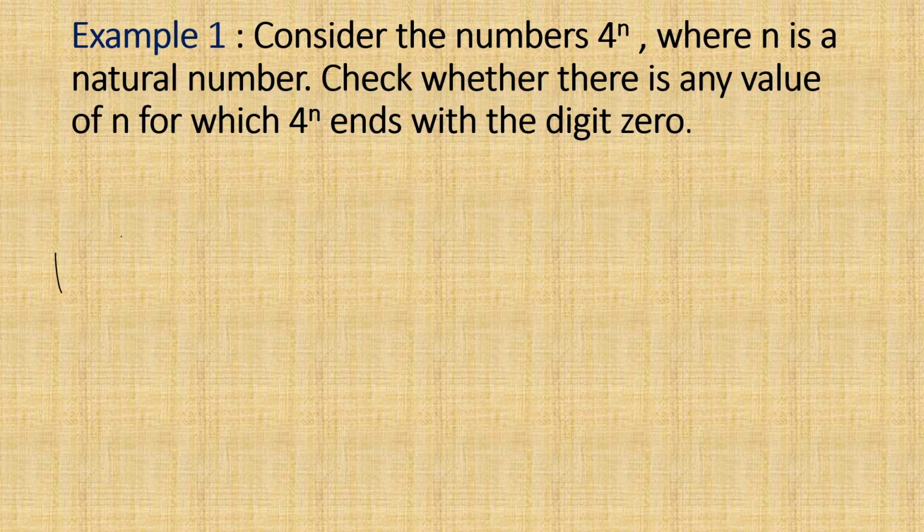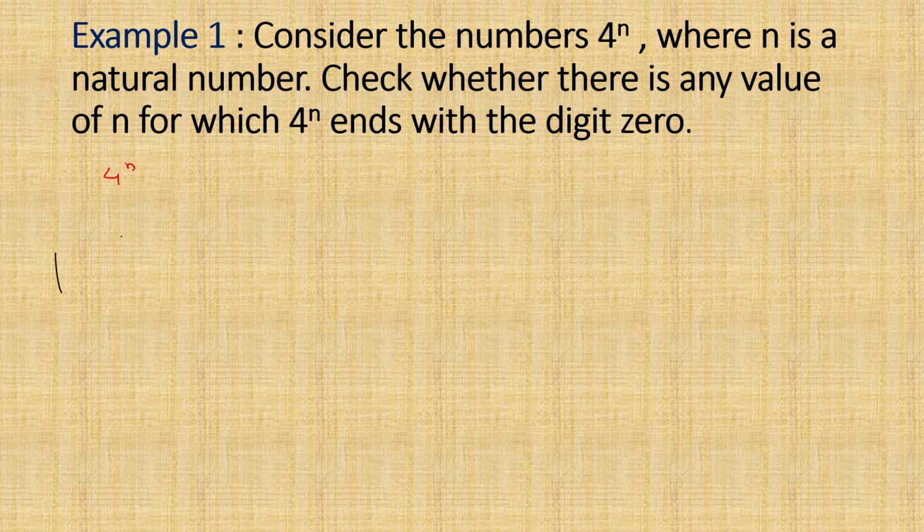So see here, consider the numbers 4 power n, where n is a natural number. Check whether there is any value of n for which 4 power n ends with the digit 0. Once again I read the problem. Consider the number 4 power n, where n is a natural number.